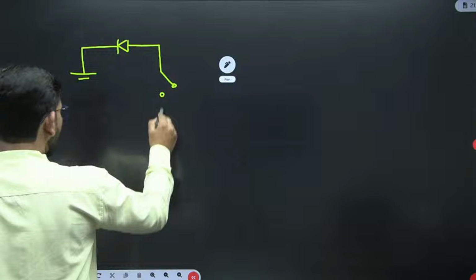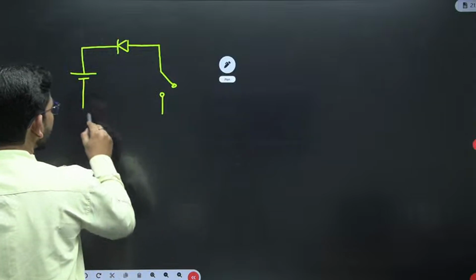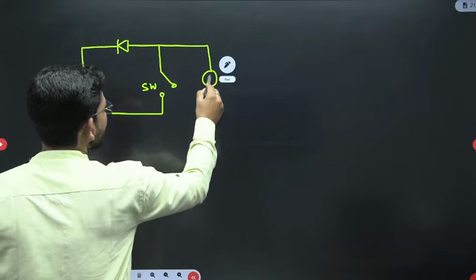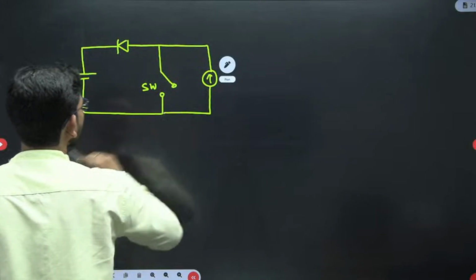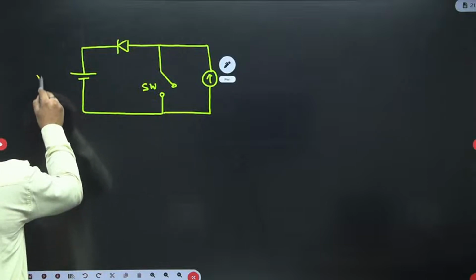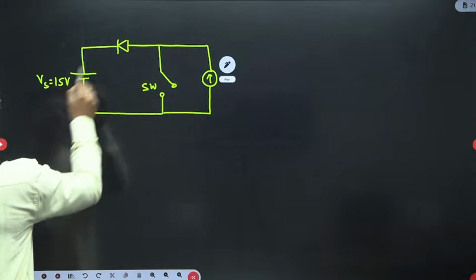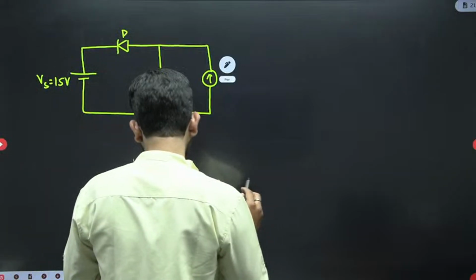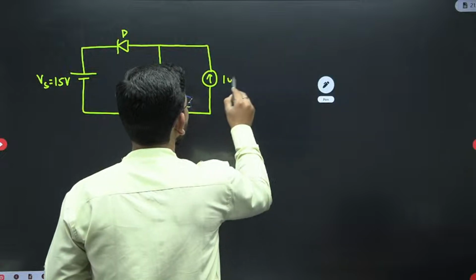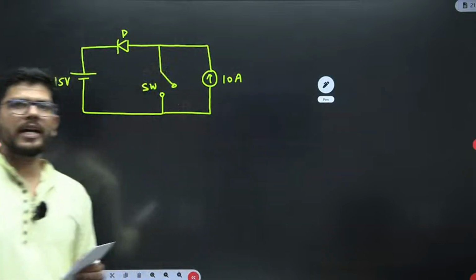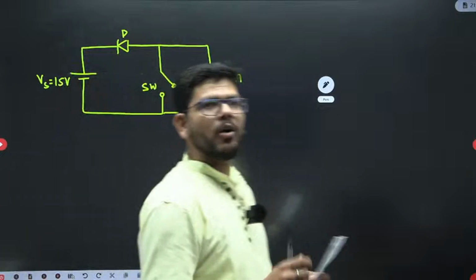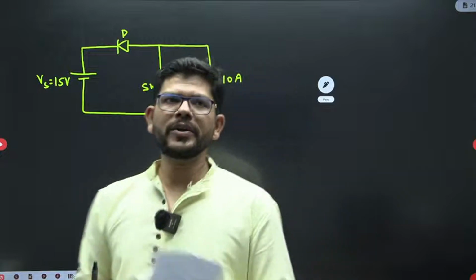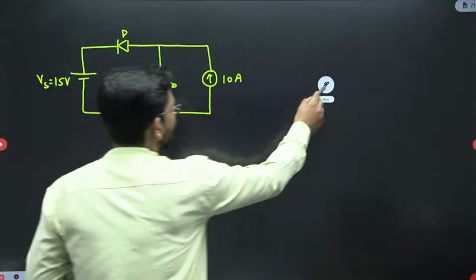Okay, then we have a combination of MOSFET and the diode that was given. You can consider it as a switch, and then there was a current source like this. This was having 15 volt, so the input voltage was 15 volt. This is the diode, this is the switch, and the current source has a value of 10 ampere. You were asked to calculate how much power will be delivered by this current source towards this battery.